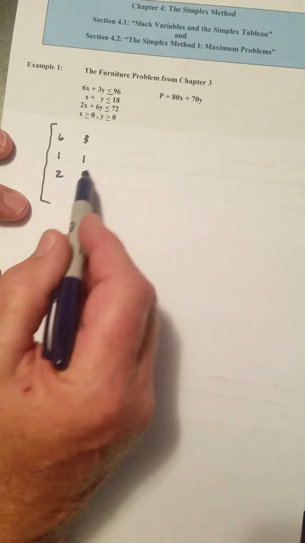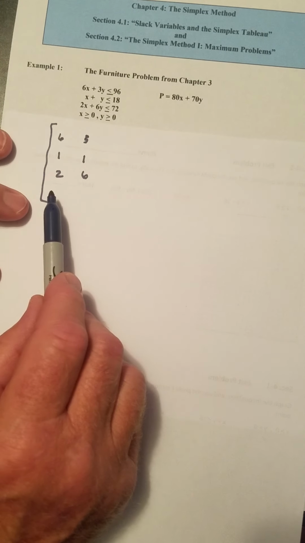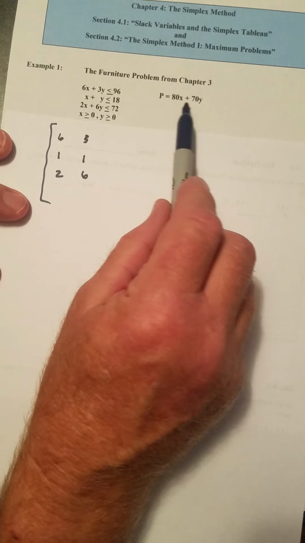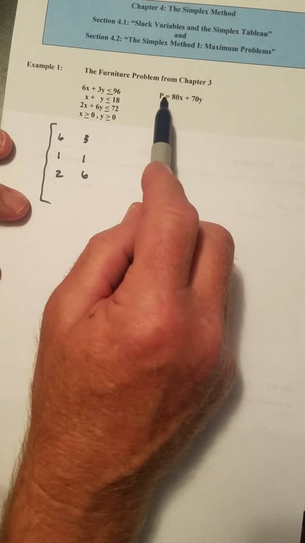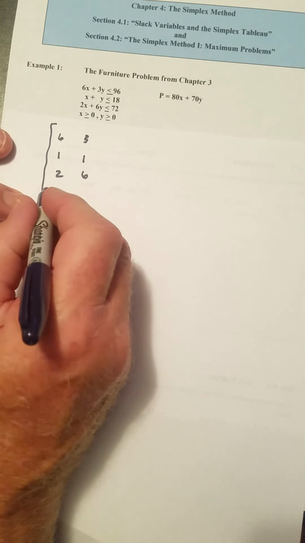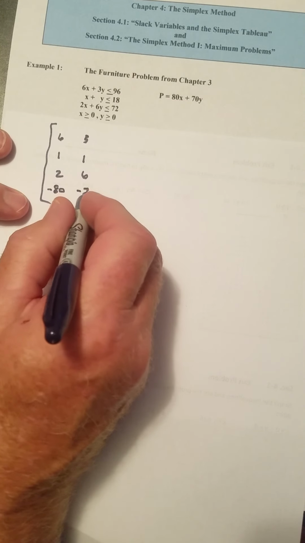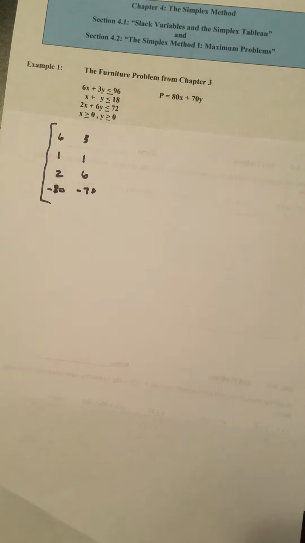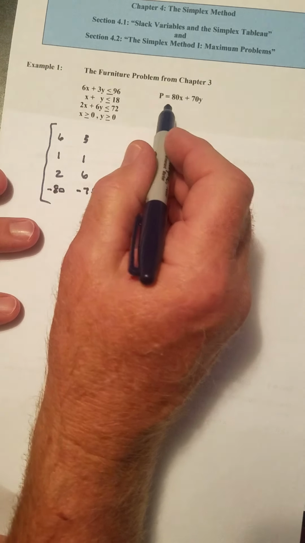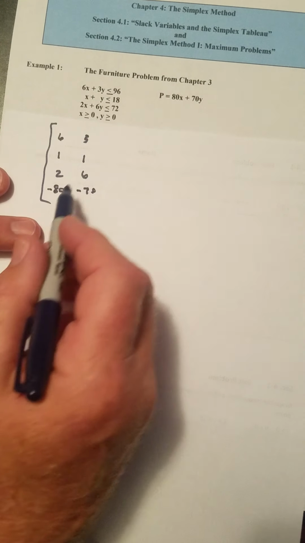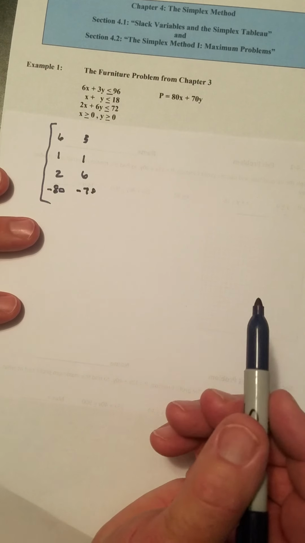Okay, so these are the coefficients. Now we know the bottom row comes from this. Since that's 80 and that's 70, let's just think of this as negative 80 and negative 70. The negatives are always on the bottom. So even though I got plus 80 and plus 70, I'm going to put the negatives down here.